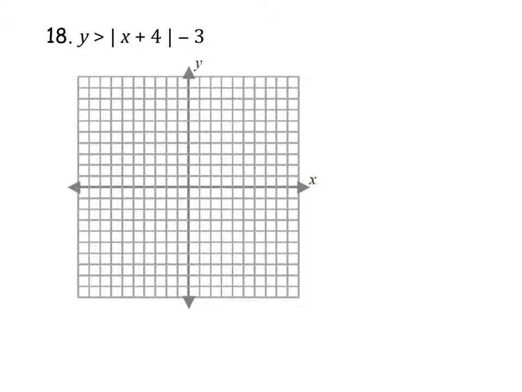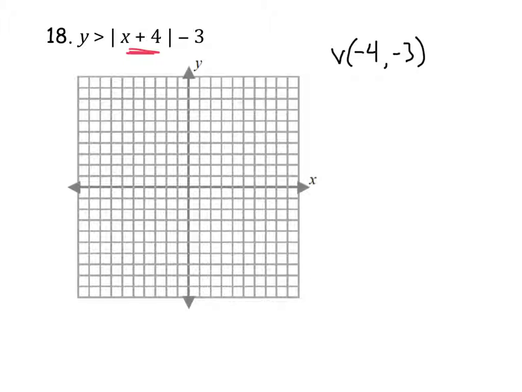Number 18. For number 18, we have an absolute value. Okay. Also notice that we have an inequality, not an equation. So therefore, we're going to do what to this guy? We're going to shade it. So we need to find our vertex first for our absolute value. Where's that located? -4, -3. Please remember x is hexed. So what's in there with the x, it's opposite that. Okay? So we're at -4, -3.